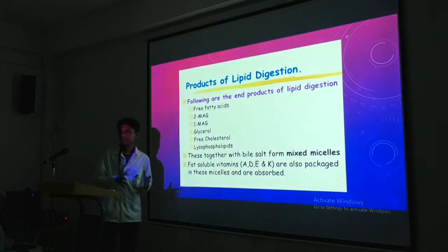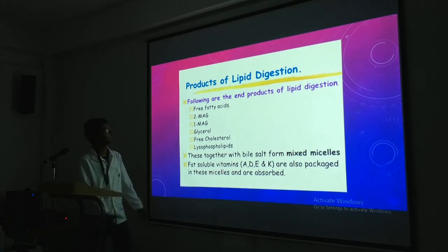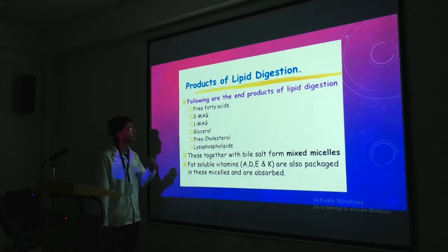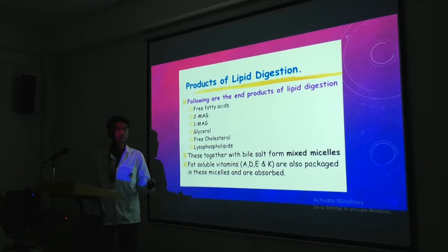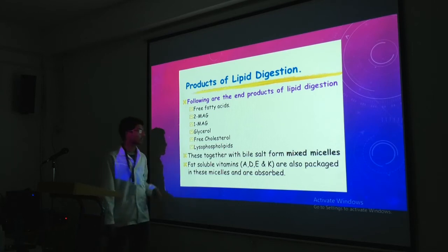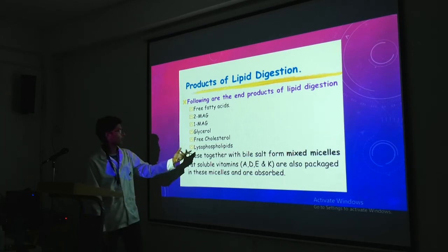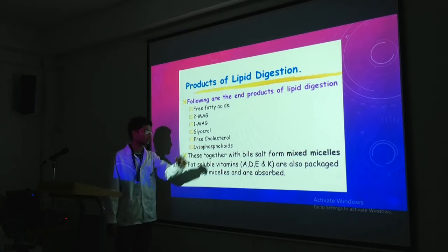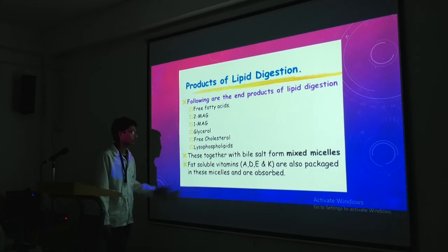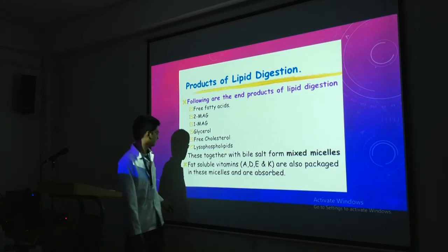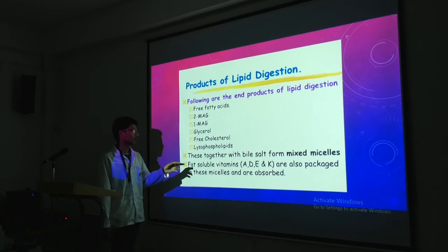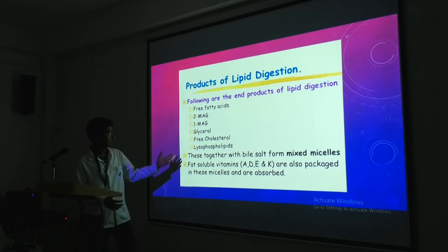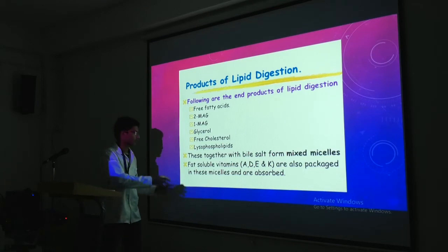Now after all the digestion, let's see what the products of lipid digestion are. Following are the end products of lipid digestion: fatty acids, 2-monoacylglycerol, where we can find fatty acid and glycerol molecule, cholesterol, and lysophospholipids, which the glycerophospholipid converts to. These together with bile salt form mixed micelles, along with fat soluble vitamins A, D, K. So vitamins are also included in these micelles and they are absorbed.